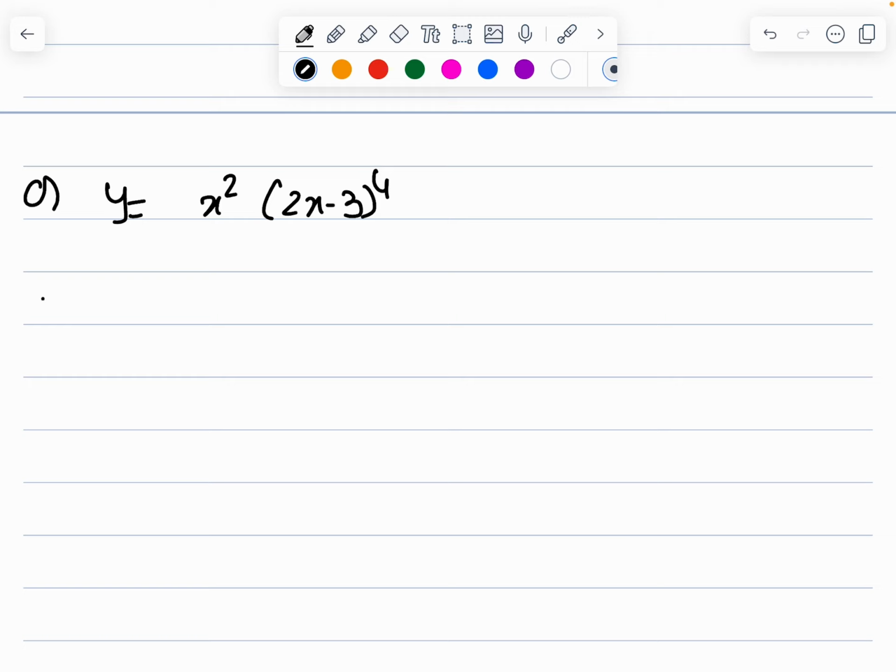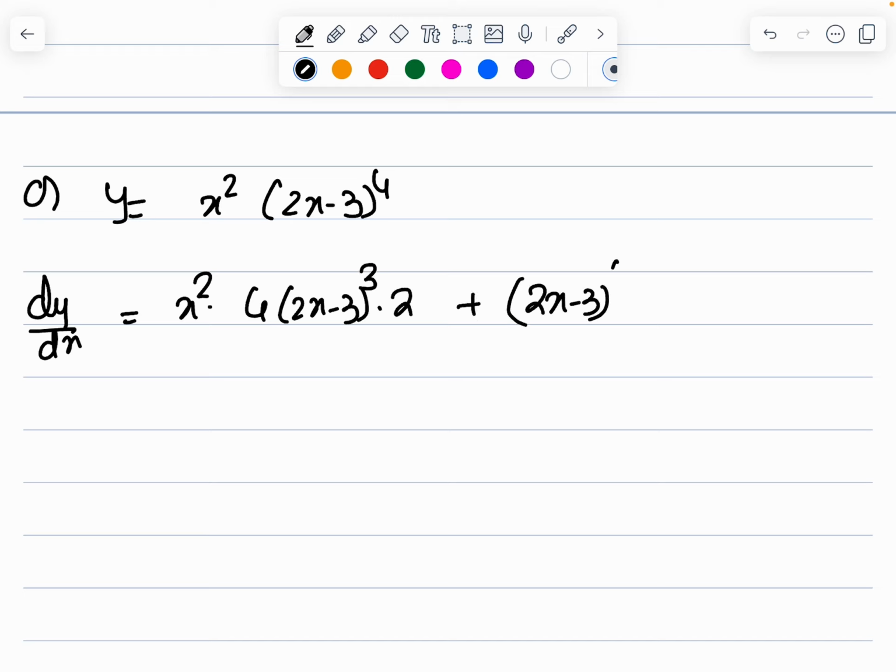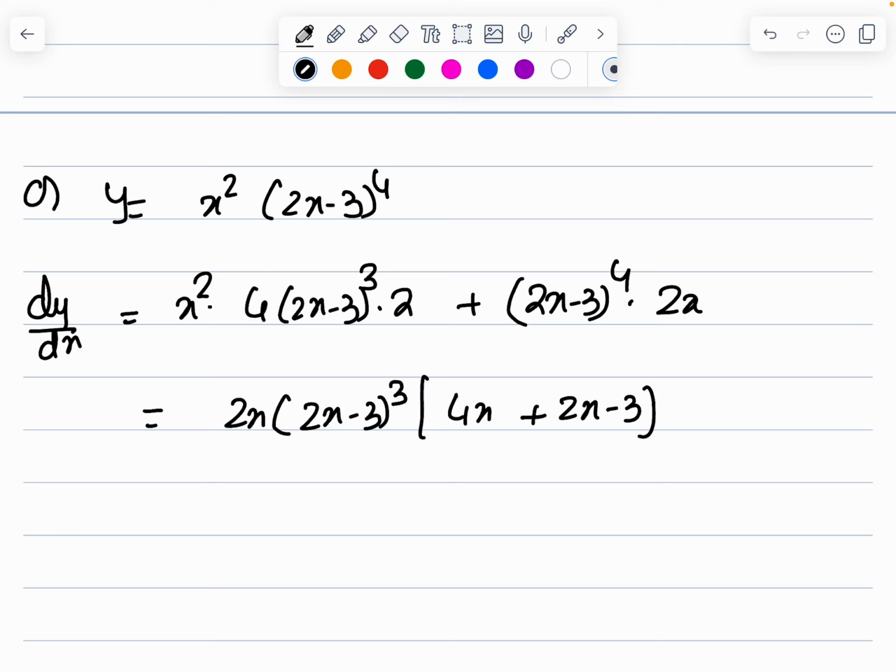So this time dy by dx equals x squared as it is, times 4 times (2x minus 3) whole power 3, times 2 by chain rule, then (2x minus 3) whole power 4 as it is times the derivative of x squared, which is 2x. So what can I take common? 2x and (2x minus 3) whole cube are common. So 4x is left over and another 2x minus 3 is left over. I'll be left with, directly I'm writing, 6x times (2x minus 1) and (2x minus 3) whole cube.